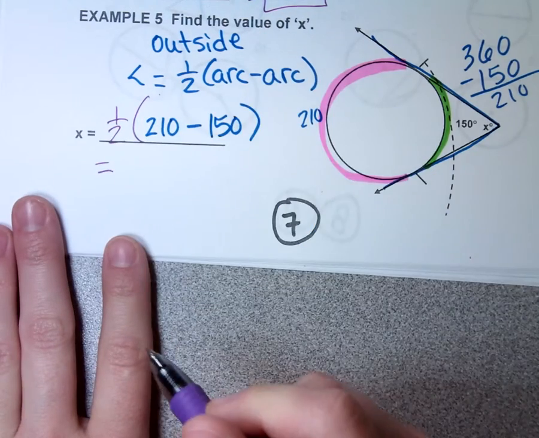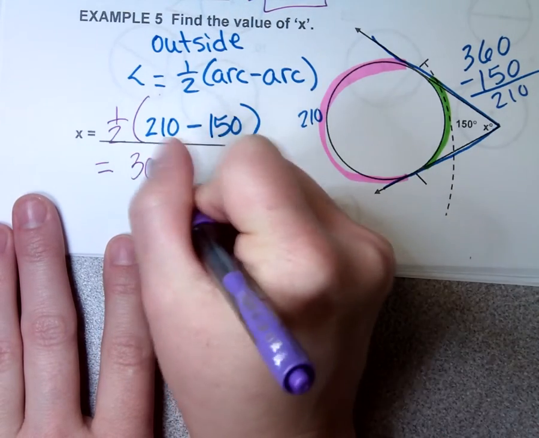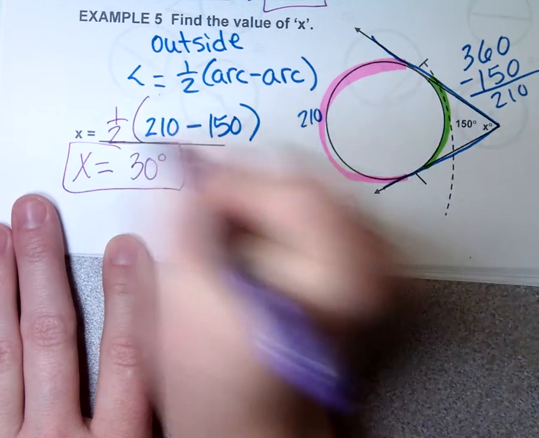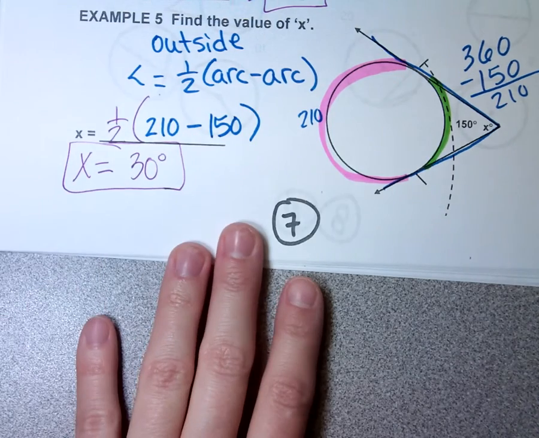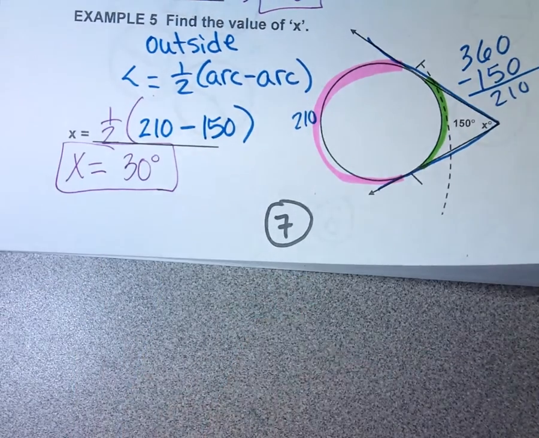And what do you get? 30. Do I need to actually show my work? You're okay? Okay. Let's flip the page and just practice the formula for a little bit.